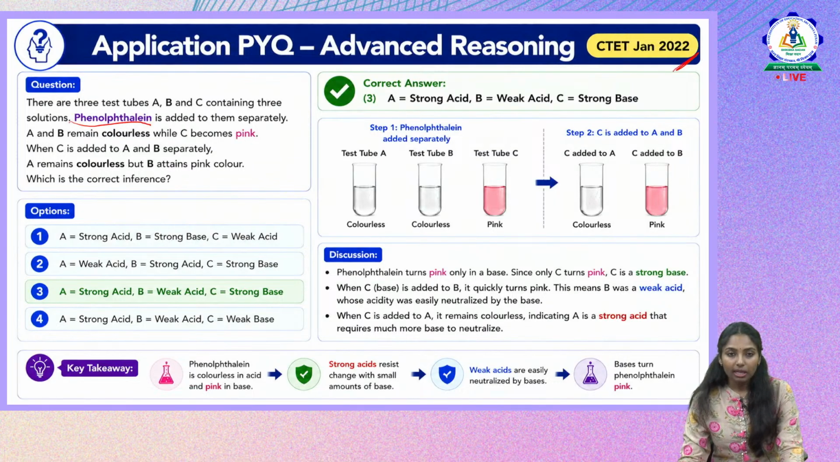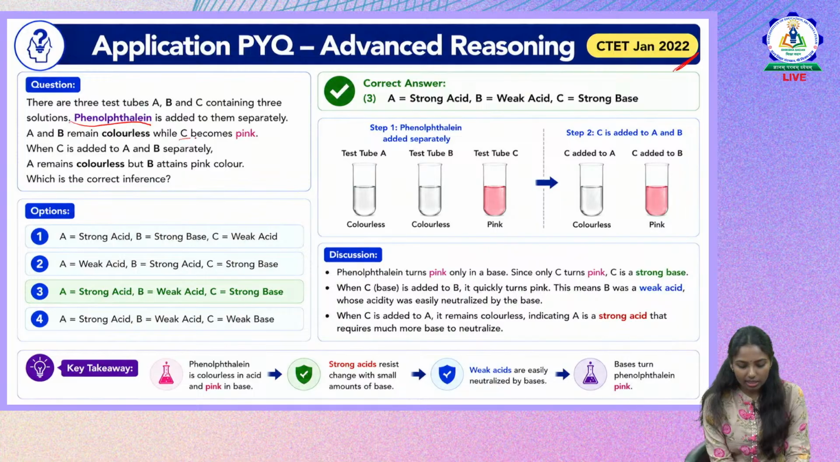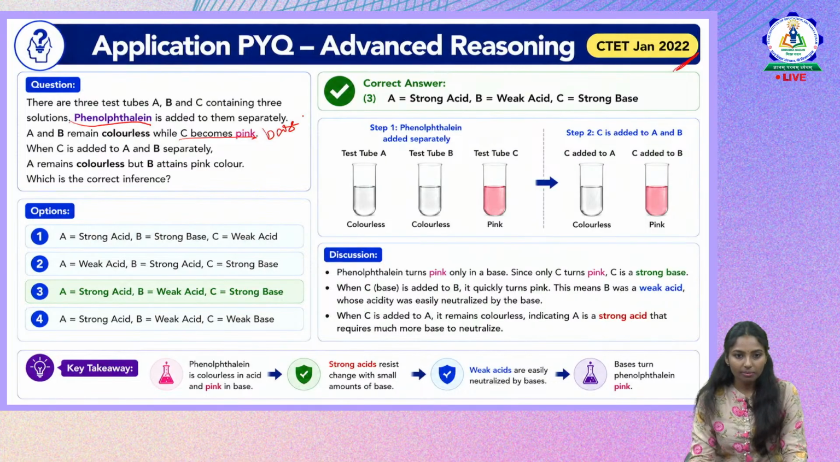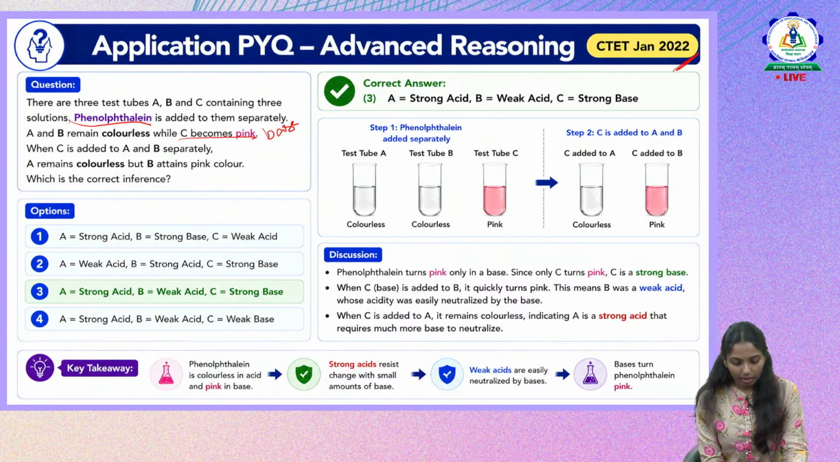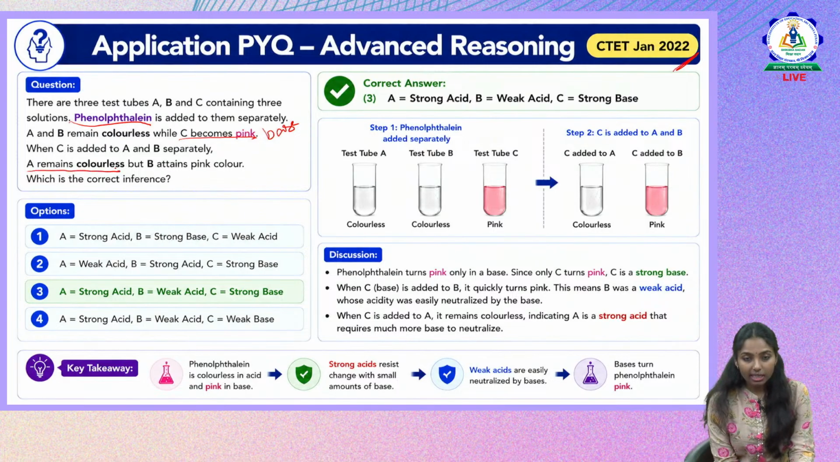Now A and B remain colorless, but C becomes pink. Now we have discussed the indicators just now. In the case of phenolphthalein, in acidic medium it is colorless, in basic medium it is pink. So C becomes pink means you can understand C is a base. Right? So when C is added to A and B separately, A remains colorless. Okay. So A remaining colorless means it is staying in acidic medium only. Right? So we can write A as acid.